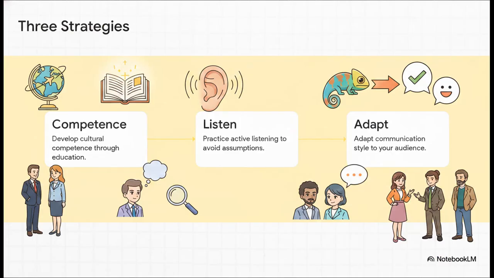So how do we actually put this into practice? Building an actionable toolkit takes a multi-pronged approach. Step 1, managers must proactively develop cultural competence through continuous education. Step 2, practice active listening in the moment to catch those sneaky assumptions before they even form. And Step 3, ruthlessly adapt your own communication style to match your audience.